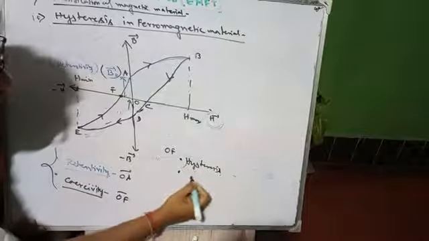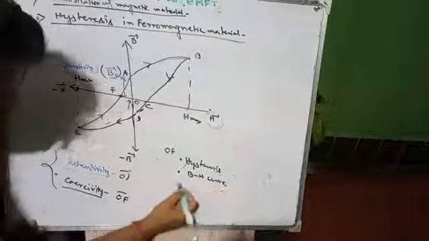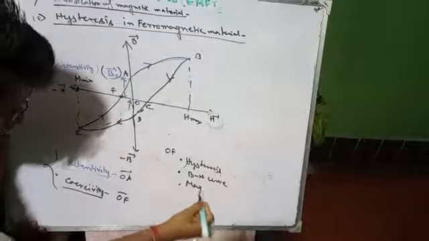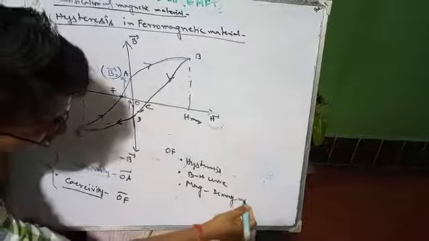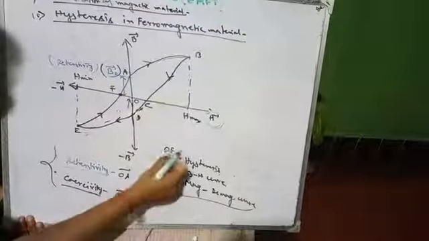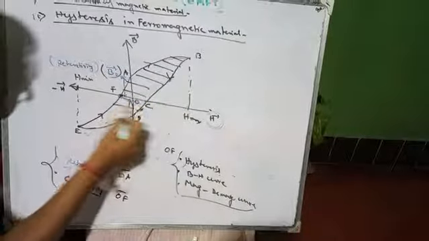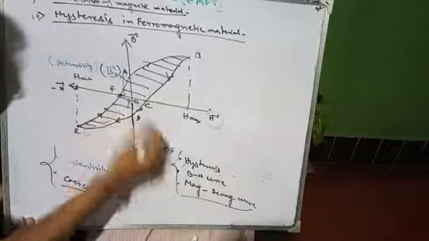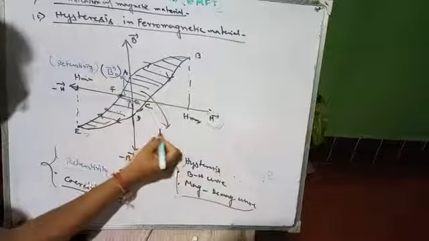the hysteresis or BH curve, or magnetization demagnetization curve. So the mag-demag curve can also be treated as such. The amount of area inscribed by this curve or by this loop is called your hysteresis loss.